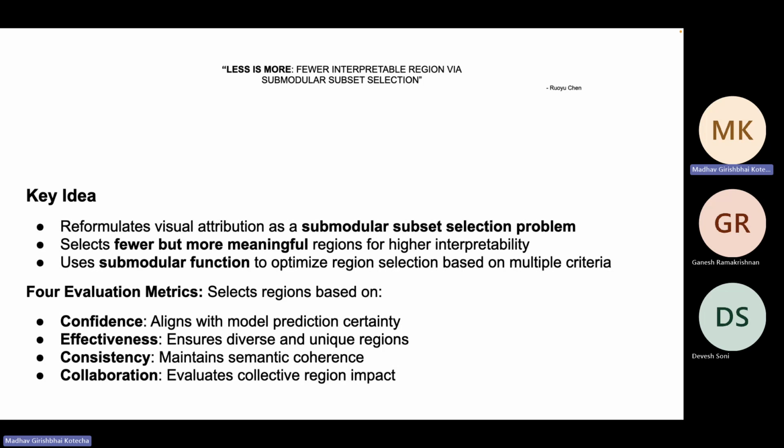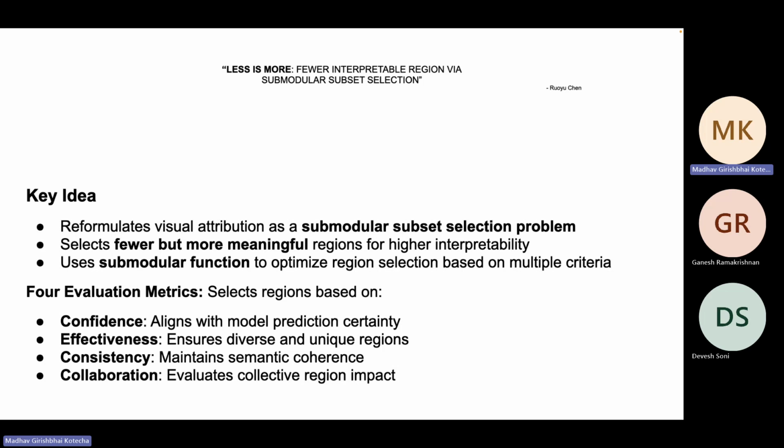So it mainly uses a submodular function, which we have to maximize, which is a combination of all these four evaluation metrics: the confidence, the effectiveness, the consistency, and the collaboration. So confidence is basically how well that particular region or that particular prediction aligns with the actual class, the actual prediction of that model.